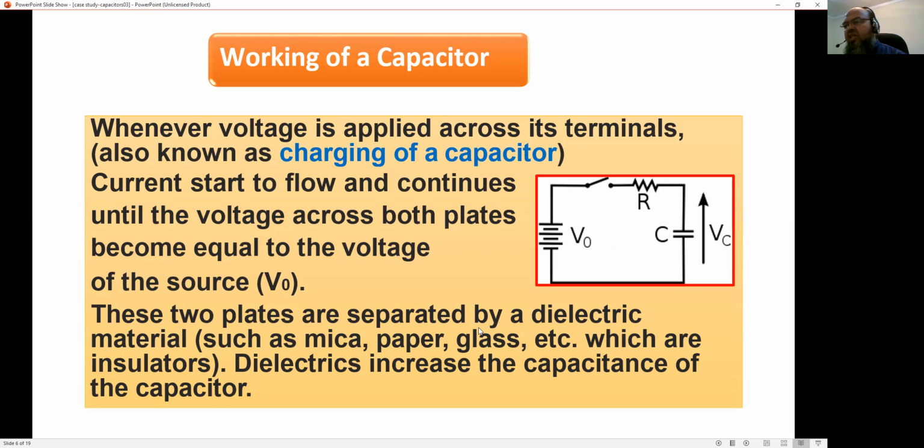These two plates are separated by a dielectric material: mica, paper, glass. These are all examples of dielectric substances, and dielectric, you know, is the other name for insulators. So a dielectric increases the capacitance of the capacitor. You have seen in the formula, C is equal to K epsilon naught A by D. So we can increase the capacitance with the help of that formula also.